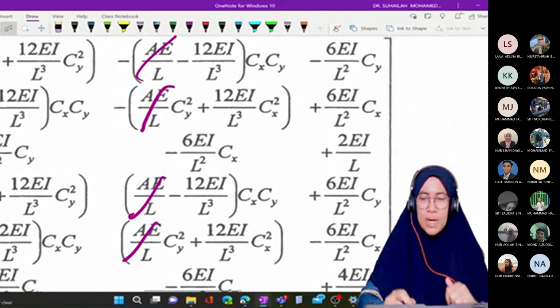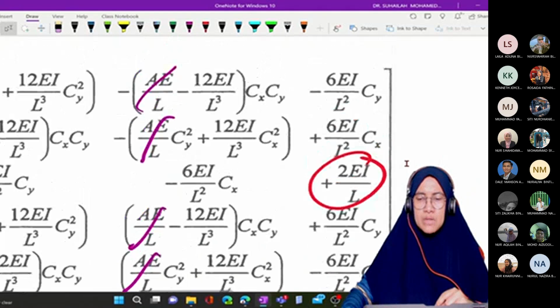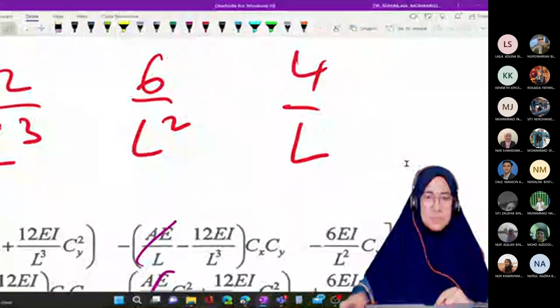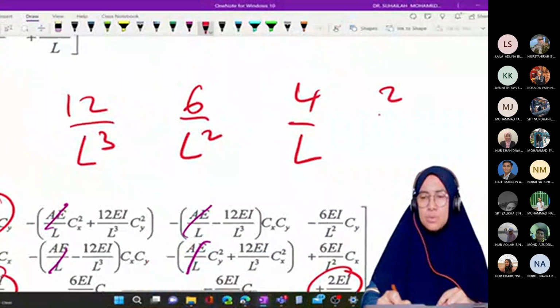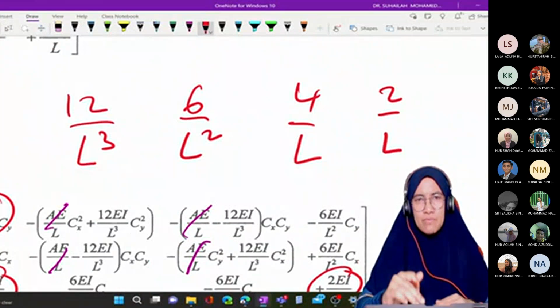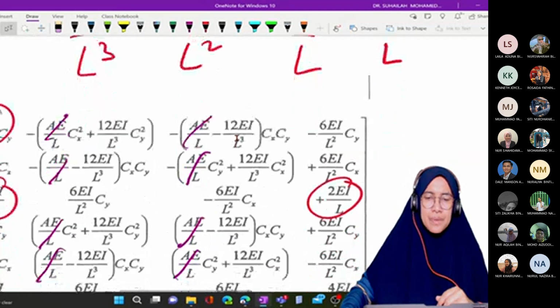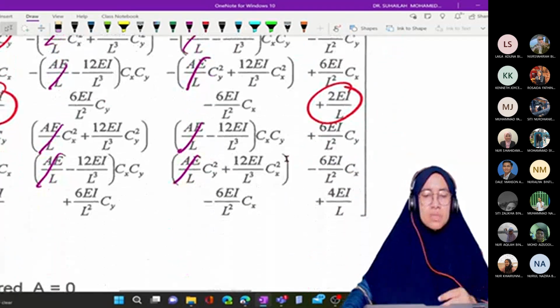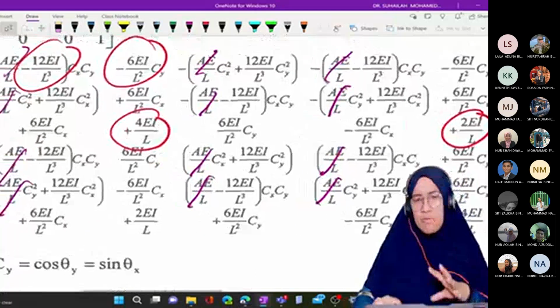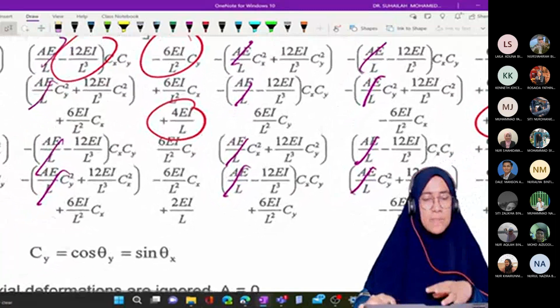And we have another one. It is 2 divided by L. 2 divided by L. 2 divided by L. This is 4 values, 4 repeating values. So only these 4 values. So of course we have to calculate. We have to multiply with Cx and Cy.